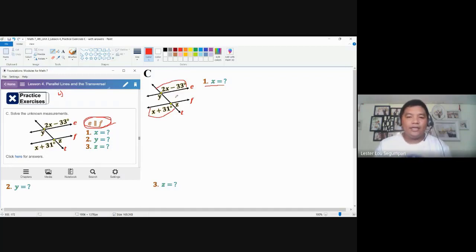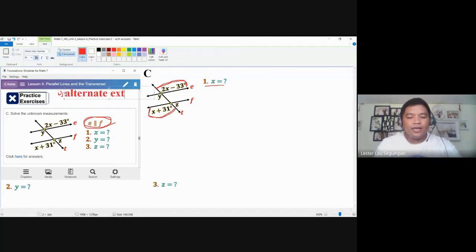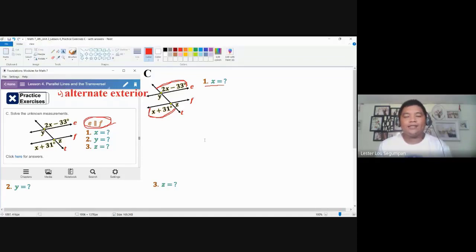As you can see, the angles I am referring to here, the angles having the variable x, are found on opposite sides. So either they are forming alternate interior or alternate exterior. And very obviously, they are not found on the interior, rather they are found on the exterior. So this pair of angles here are forming alternate exterior angles. Okay? So if they are forming alternate exterior angles, we can now decide which of those theorems and postulate we could use to come up with an equation here.